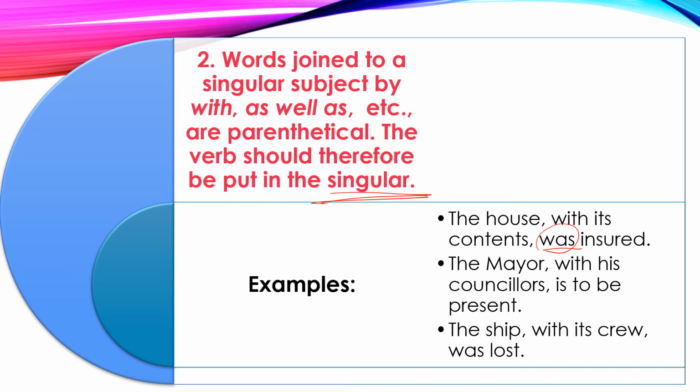Similarly, another example is there. The mayor with his councillors is to be present. So here, as you can see, the mayor is the singular subject, right? This is the singular subject, the mayor.